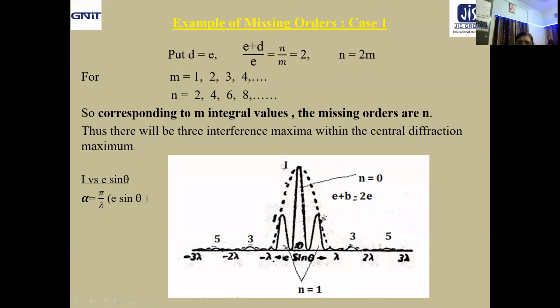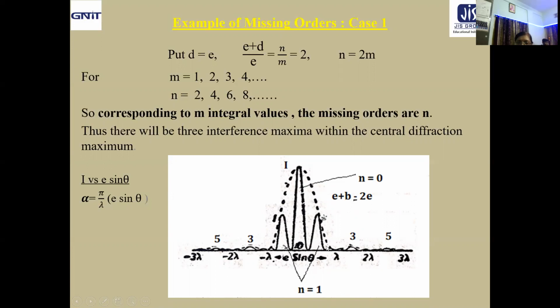Here we have plotted I versus E sine theta. I is the intensity, and what about E sine theta? Basically alpha equal to pi by lambda into E sine theta. So E sine theta means alpha lambda by pi. Now alpha equal to plus minus m pi. So what we are getting? Alpha lambda by pi means m lambda. So E sine theta must be of the order of m lambda.